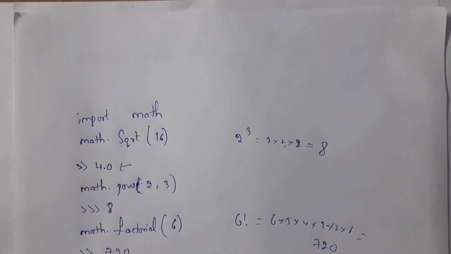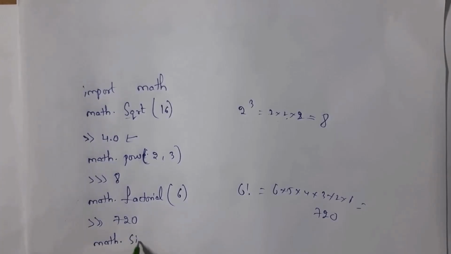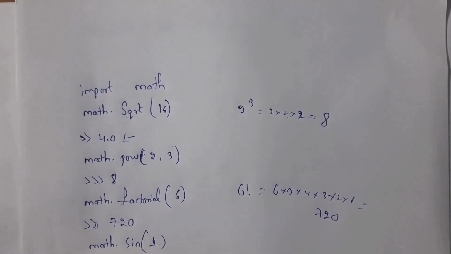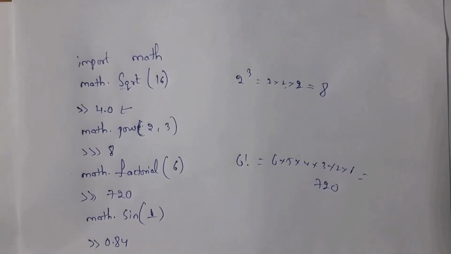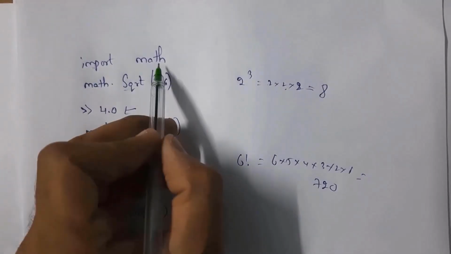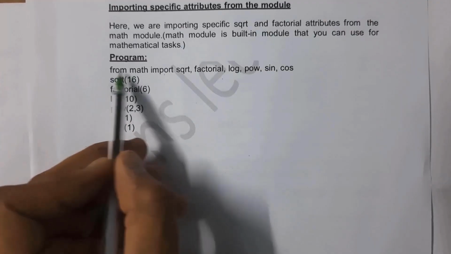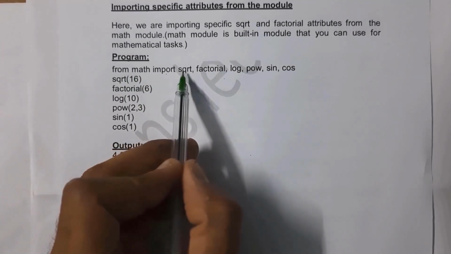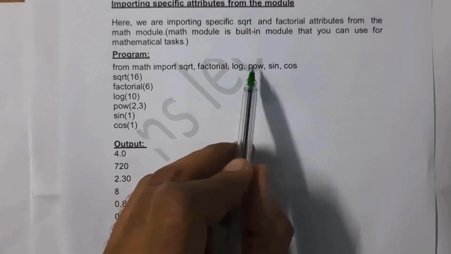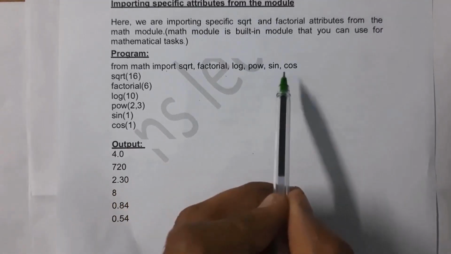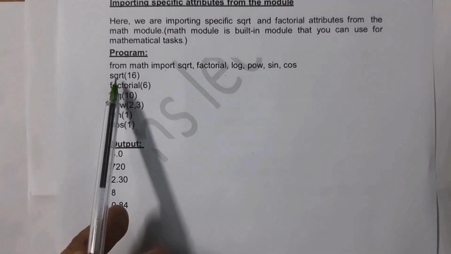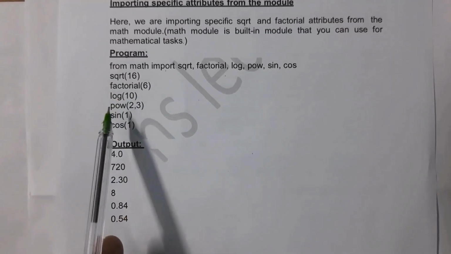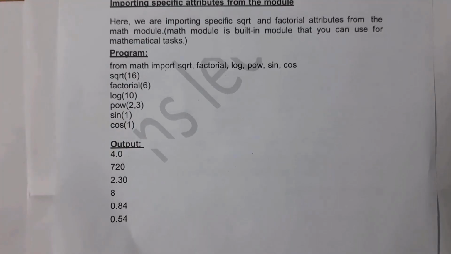For example, I want to find sine. So just write math.sin of 1. Not only sine, you can find cos, tan, and so on. Whenever you write math.sin(1), you will get output 0.84. This is the use of the math module. In order to perform any mathematical calculations, you can use the math module. Instead of writing import math, you can also write like this, using the from and import keywords. From math import sqrt, factorial, log, pow, sin and cos. So I am importing all those functions, and there is no need of including the module name before the function. Directly you can write sqrt 16, factorial 6, log 10, pow 2 comma 3, sin 1, cos 1, and so on. So this is my output.